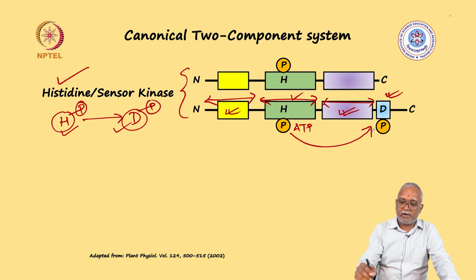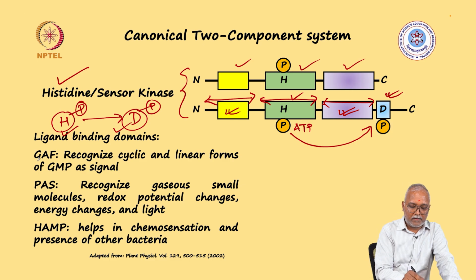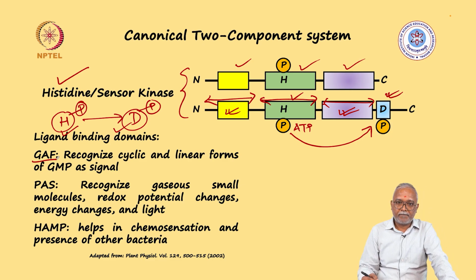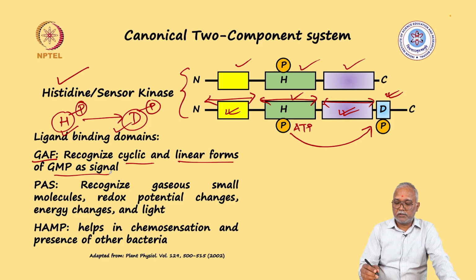So if you look at this domain arrangement of the sensor kinase, what you realize is that there are conserved functions of these two domains. What are the different functions which are mediated by this ligand binding? There are different types of ligand binding domains which have been characterized. Some of them have this motif which is called JAF motif, and these motifs recognize cyclic and linear forms of the GMP molecule. This will be one of the molecules which you will see more in detail, how this affects so many functionalities of the microbe.